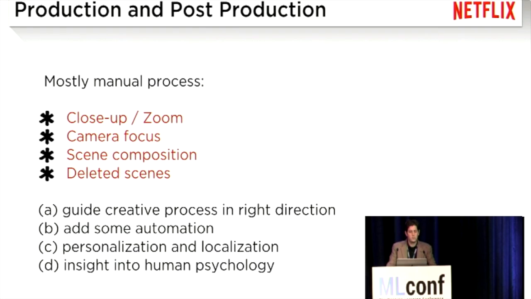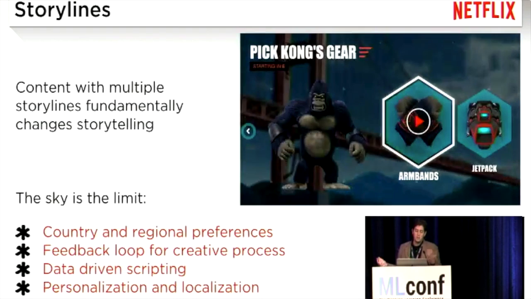You could think about production and post-production, which is right now mostly a manual process of close-up and zoom, camera focus, scene composition, deleted scenes, and so on. But there's no reason we couldn't semi-automate that in the creation of the movies, not just representing it with assets. And finally, I think the big task is storylines. Can we think of movies that have multiple storylines, and then we find the best storyline to show, maybe different countries, different people, different storylines.